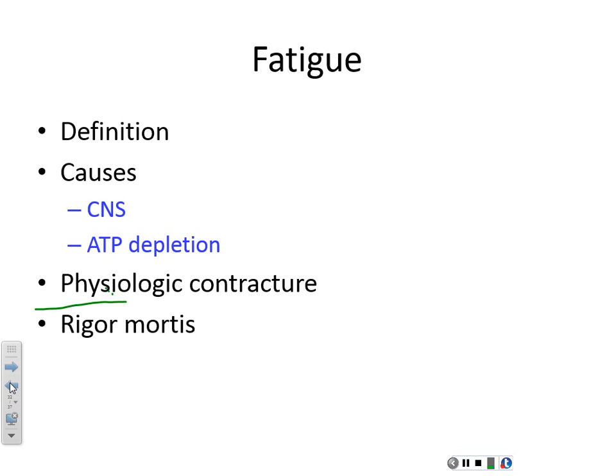And this happens, rigor mortis is like physiological contracture that happens when you die in the first few hours, because there's no longer the energy, you're not producing energy, so the muscle remains contracted like that. And then after a while, the muscle denatures, and that's it. Right? Okay, so just know those two processes.